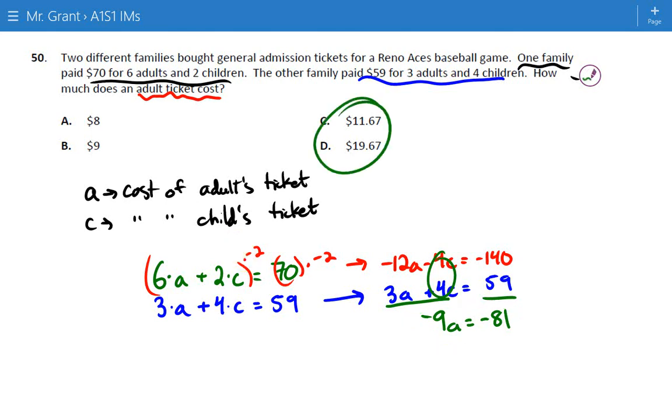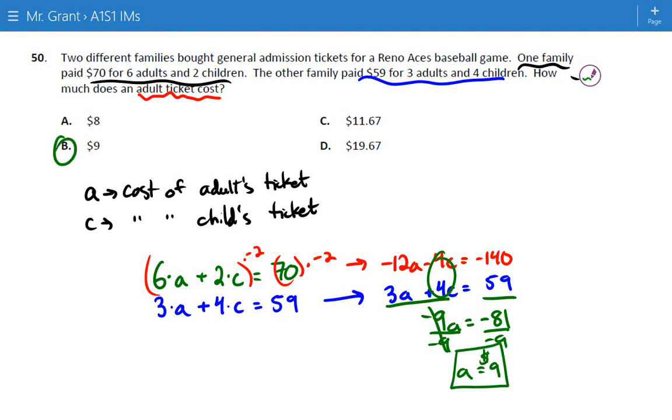Now, notice over here we have some non-nice answers, but let's start with the nice one. If we divide by -9, we find that an adult ticket costs $9 per ticket. We could have also found the cost of a child's ticket and then plugged that back into our equations to find an adult ticket, but I think this way is probably the fastest. Good luck.